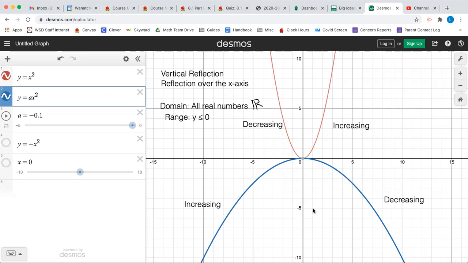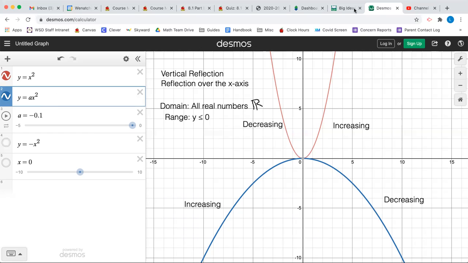So those are really the two major differences between these two types of graphs, when our a value is greater than 0 in red or less than 0 in blue. The increasing, decreasing swaps directions, and the way that we write our range goes from being a greater than or equal to in our red graph, because everything is greater than 0 on the red one, to being everything is less than or equal to 0 on our blue graph, because everything falls below the 0 outside of our vertex.